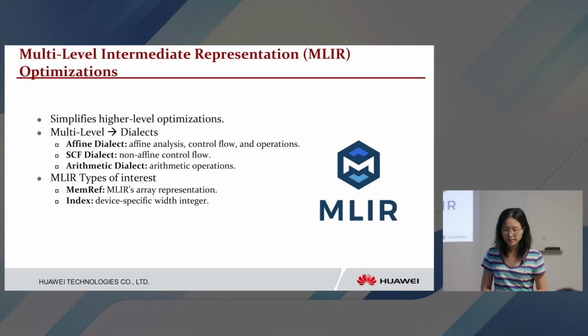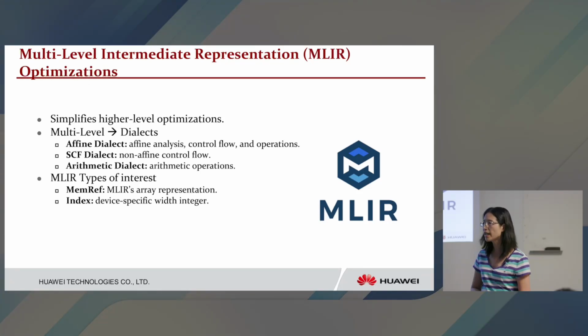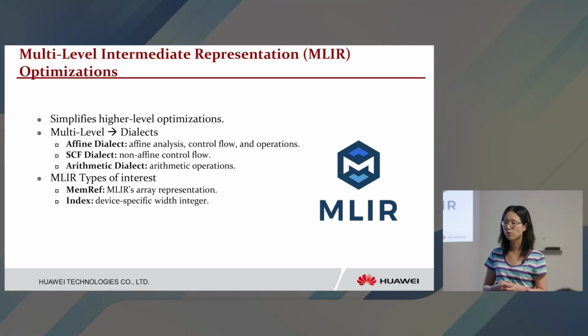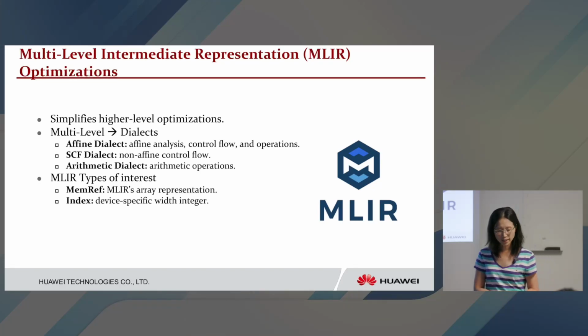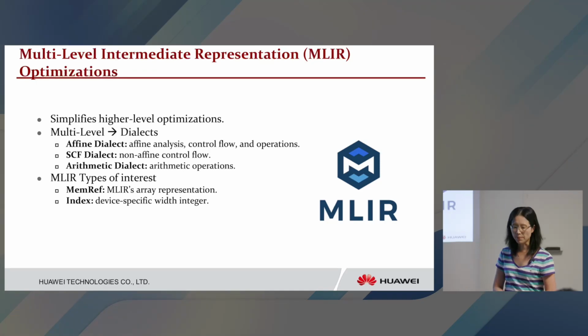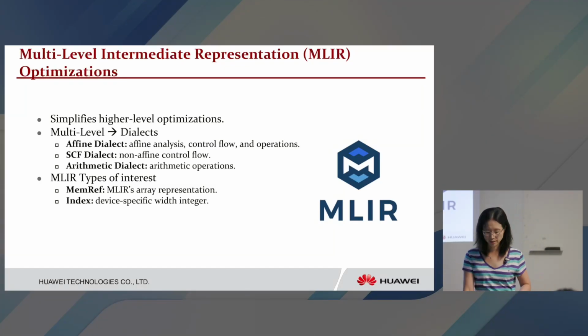MLIR types of interest: we are very interested in memrefs because they are MLIR's array representation, multi-dimensional memrefs, and we are particularly interested if they are static shaped. Although dynamic shapes, we can accept as well. And the index type is of particular interest because it is the loop induction variable and is used to index into the memrefs. They are device-specific integer widths, supported by the architecture.